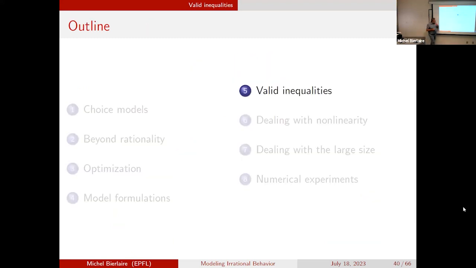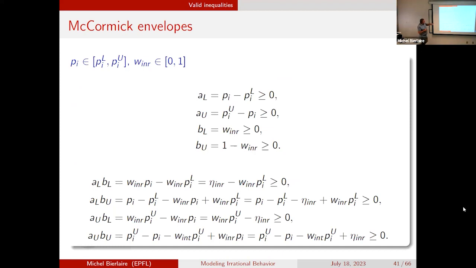Good, so the next step to simplify the problem even more is to include valid inequalities. What we have done is to use the so-called McCormick envelopes in order to deal somehow with this nonlinearity. So remember, the nonlinearity is due to the product of P_i and W_inr, and each of them is constrained by bounds. So these are the bounds of the price, and this is the bounds of the 0, 1 variable. I assume you know about the McCormick.